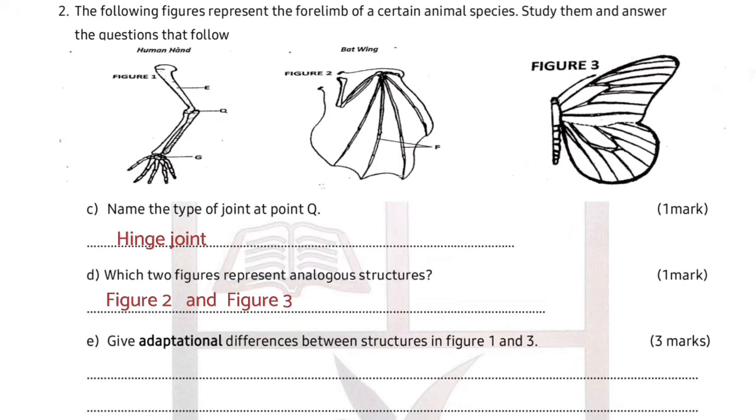Okay, moving on to part E. Give the adaptational difference between structures in figure 1 and figure 3. Oh, sorry. It's actually figure 2, and not figure 3. So we're talking about the adaptational differences that are present between a human hand and a bat wing. Remember, both of these belong to the same class, Mammalia.